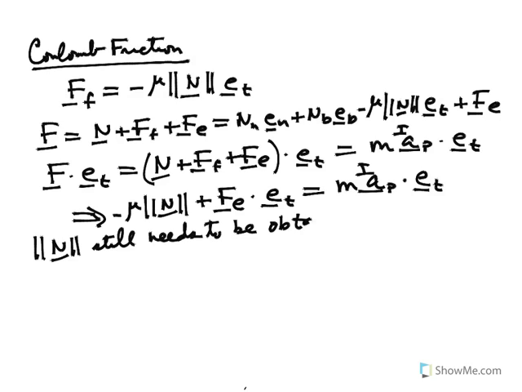So we need to obtain this. How are we going to obtain it? Well, we're going to obtain it by looking at the other two components of Newton's second law. So let's look at the En. So let's examine the En and Eb components.